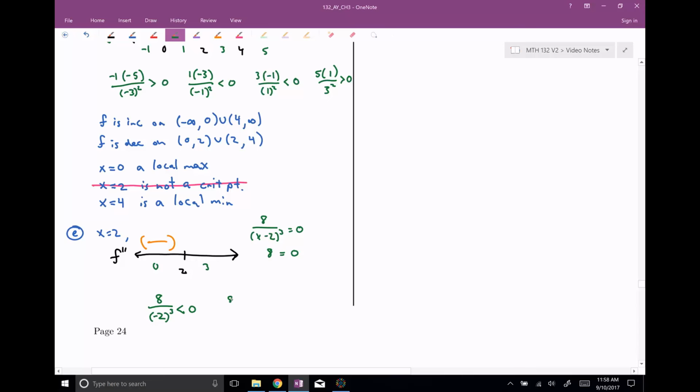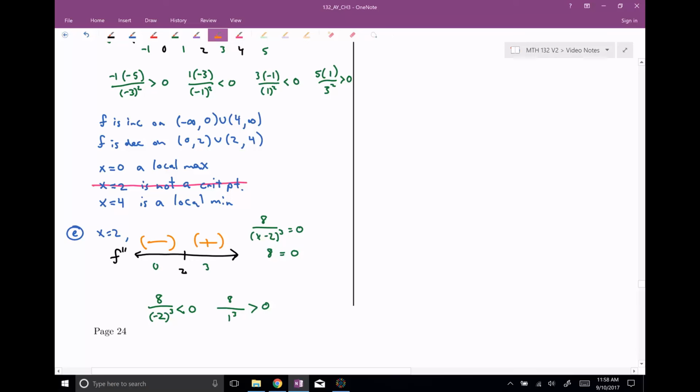What if I was to plug in something like 3? Well, in the numerator I'd still have 8, and in the denominator I'd have 3 minus 2, that's going to be 1 cubed. So that's just going to be 8. And the big thing here is that it's positive. So here we have positive.